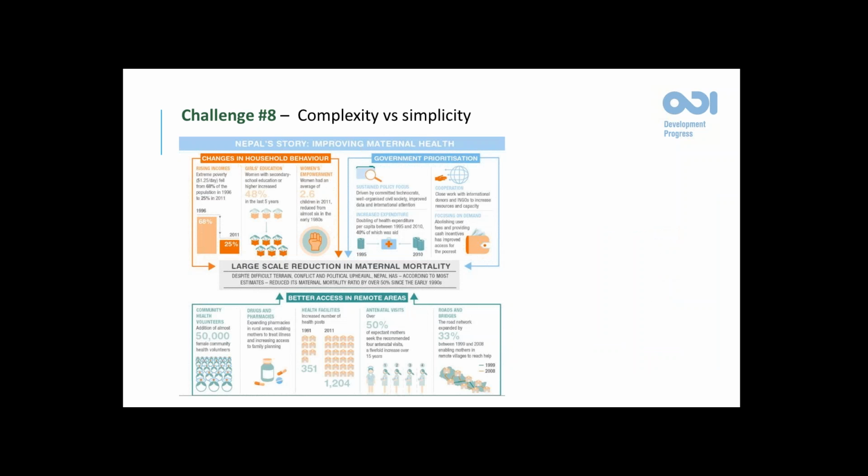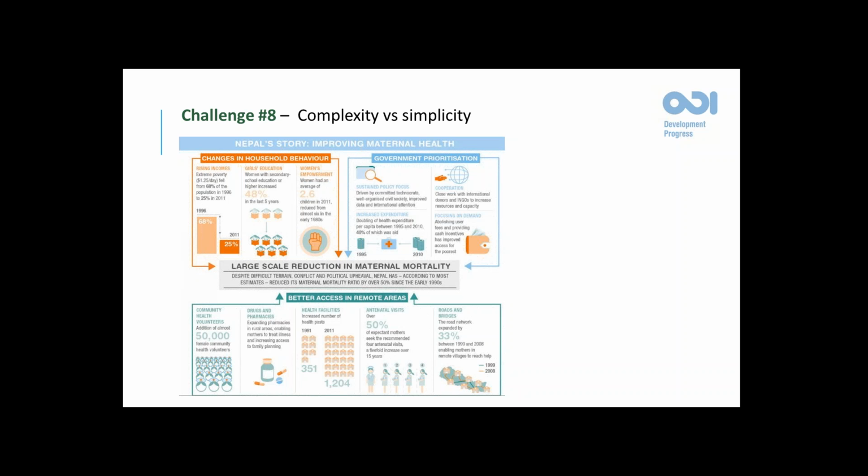Okay, and then challenge number 8 is this question of complexity versus simplicity. The infographic that you can see on your screen at the moment is one that we produced for our Nepal case study, which is trying to show the drivers of progress in the country in relation to maternal mortality. So Nepal managed to halve its maternal mortality ratio in under 15 years. And the story of how it achieved that was told through about 20 odd pages in this very thick and dense research report. And we wanted to highlight it more simply and more clearly.